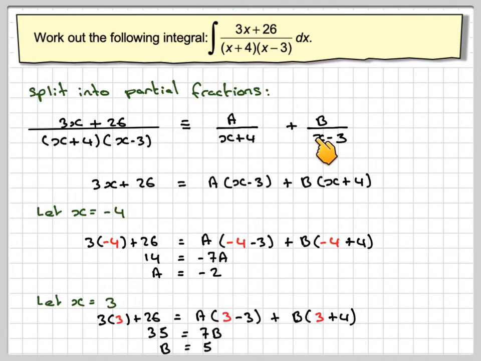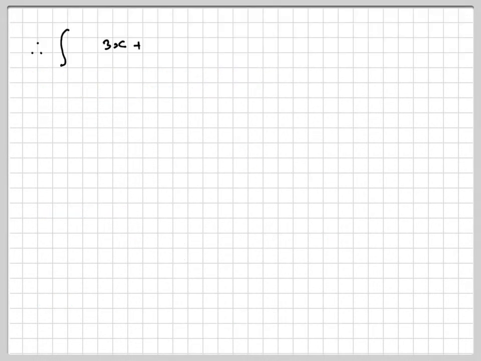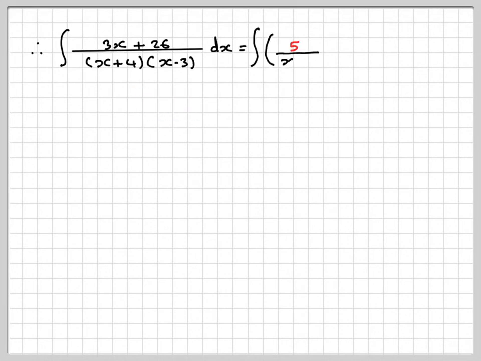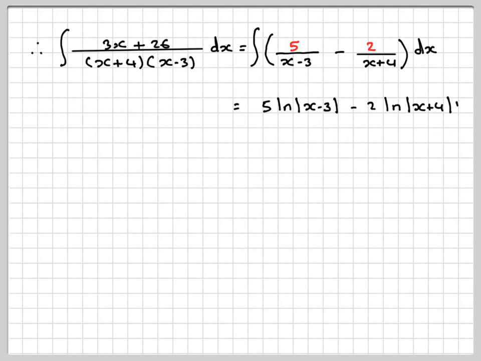So now we'll rewrite the integral out. So we'll say the integral of that is equal to the integral of this with our values of A and B. So the integral of (3x + 26) over (x + 4)(x - 3) is going to be the integral of 5 over (x - 3) minus 2 over (x + 4). I swapped these over because this one was negative and this one was positive, but make sure you swap the denominators around correctly as well. So this will be 5 ln|x - 3| minus 2 ln|x + 4| plus c.